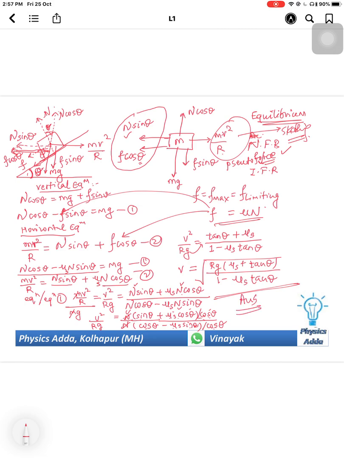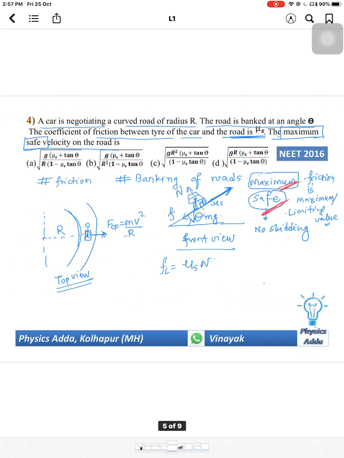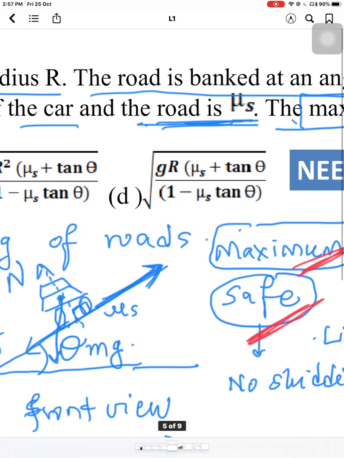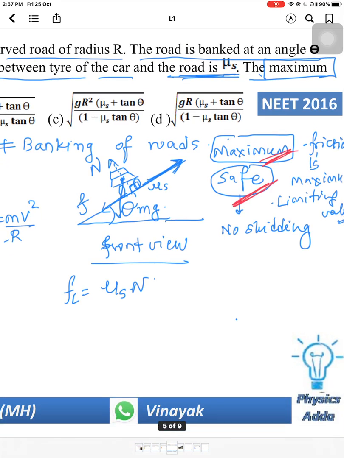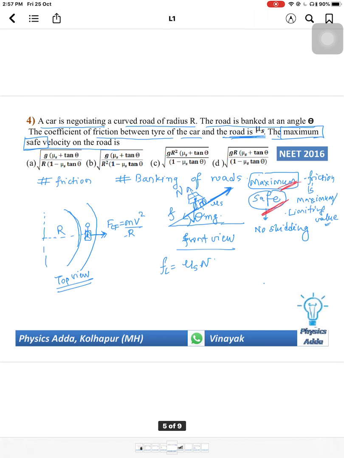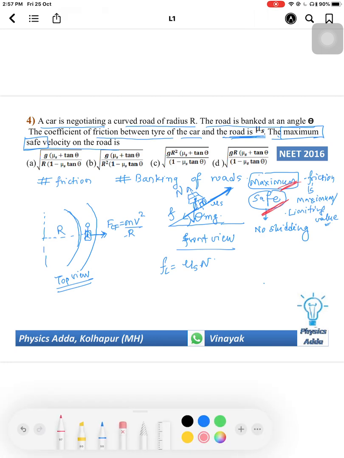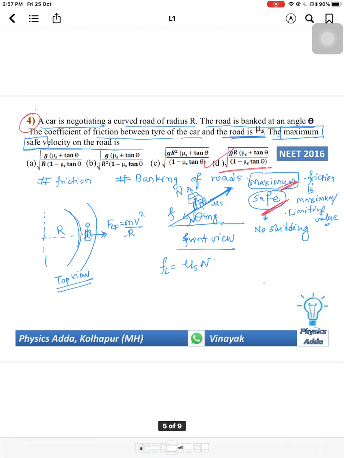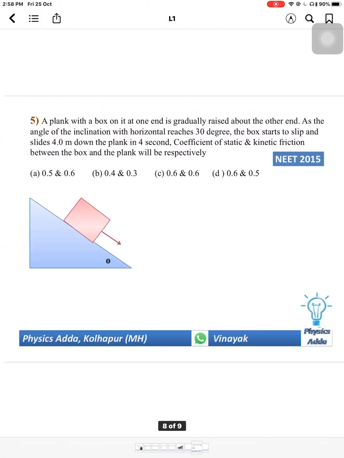This I have been asked, what is the maximum safe velocity? So v is equal to the root of rg times mu s plus tan theta upon 1 minus mu s tan theta. Okay. So the right answer to question number 4 is D. Right. Now let's move to the next question.